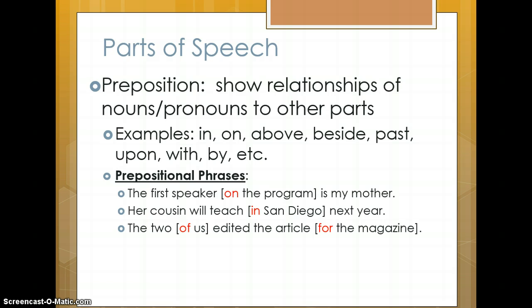Prepositions will always function within prepositional phrases. You'll never see a preposition by itself. In these three examples, I have the prepositional phrase in brackets and the preposition itself highlighted in red: on the program, in San Diego, the two of us, for the magazine. Those are all your prepositions.